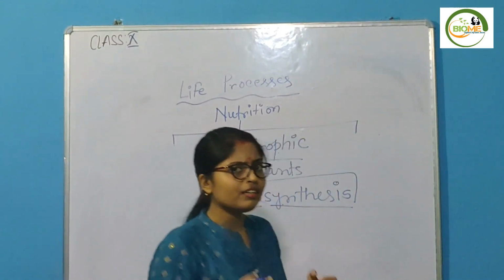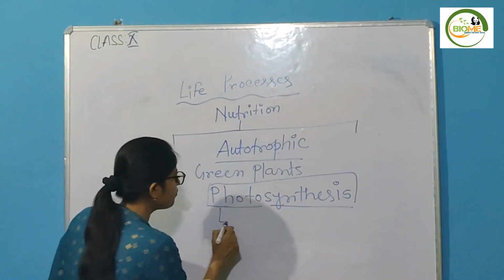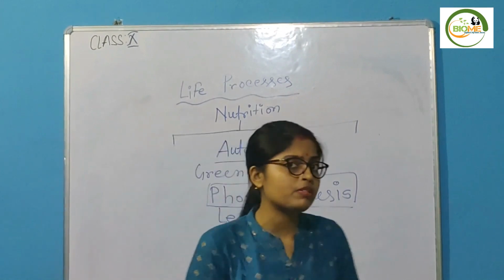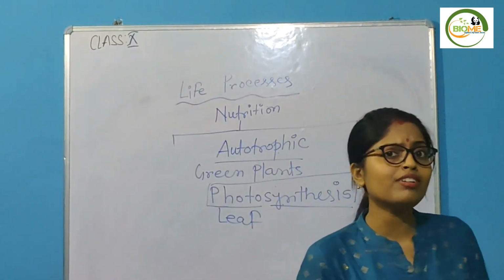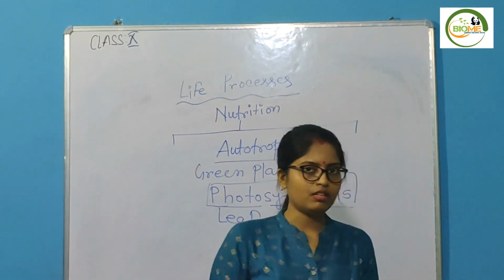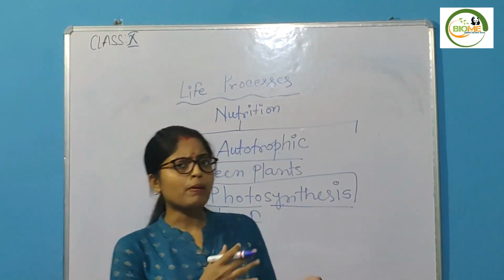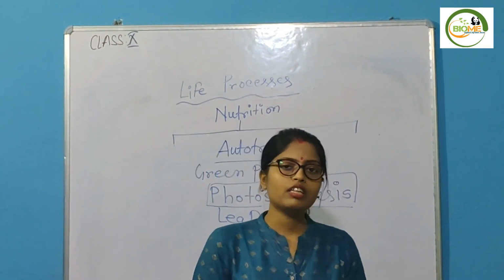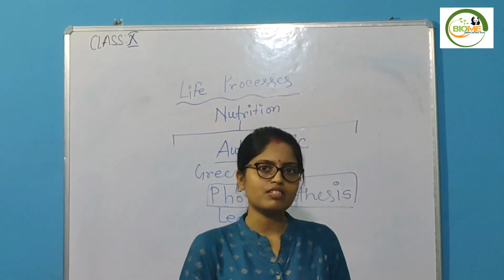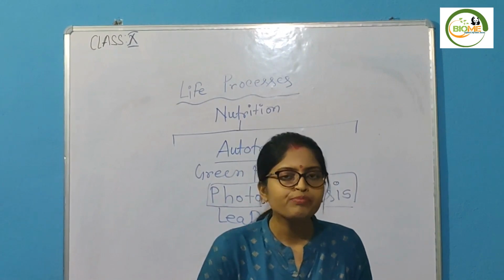For photosynthesis, a place is required. The place is mainly the leaf. Within the green leaves, photosynthesis goes on in the plant body. But the other parts of the plant body which are green in color are also able to perform photosynthesis. Clear, students?